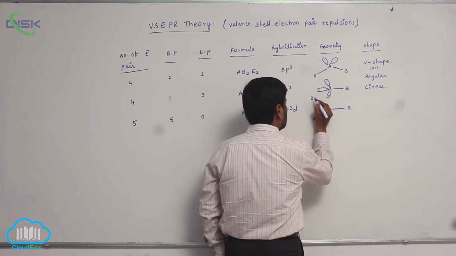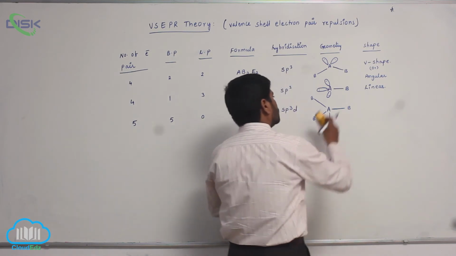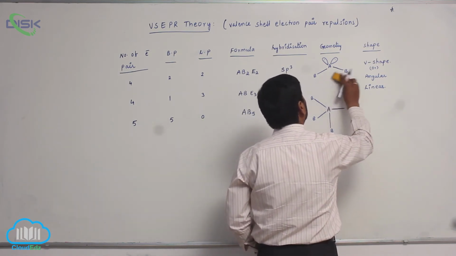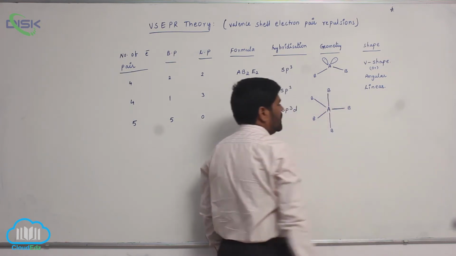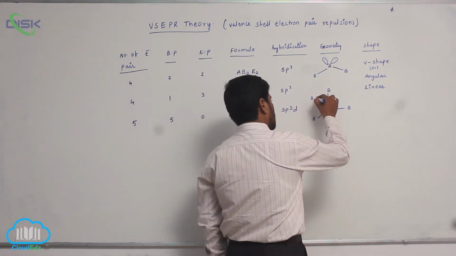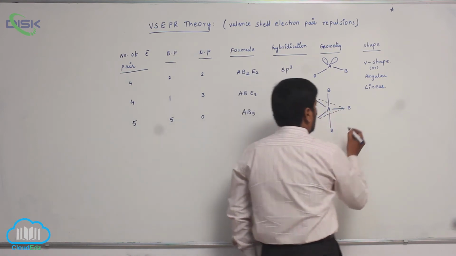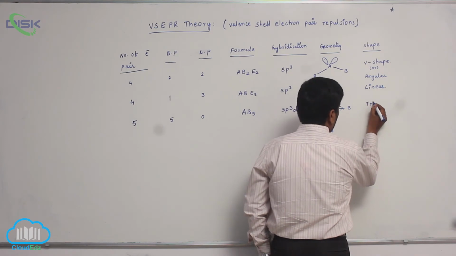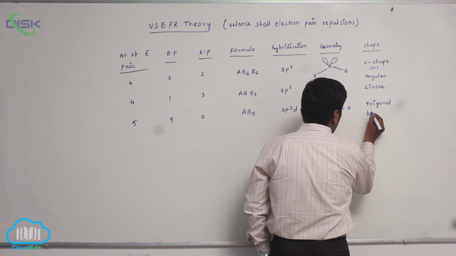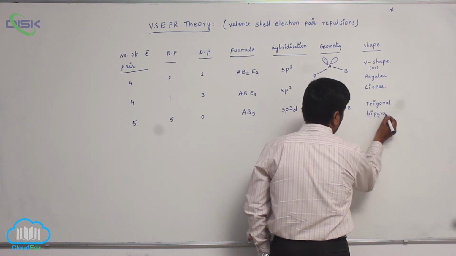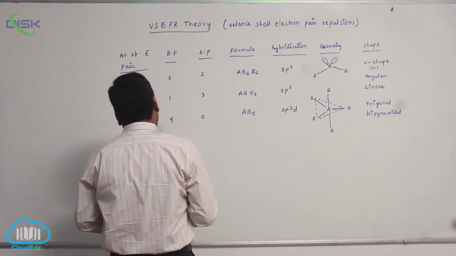it is also B, B. It is also B. This particular shape is known as trigonal bipyramidal. Trigonal bipyramidal.